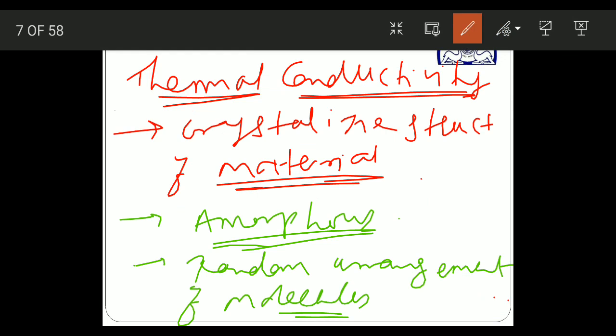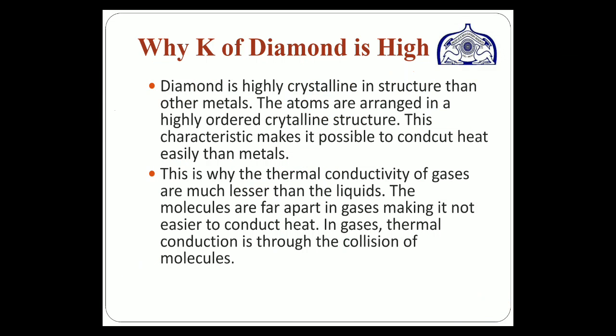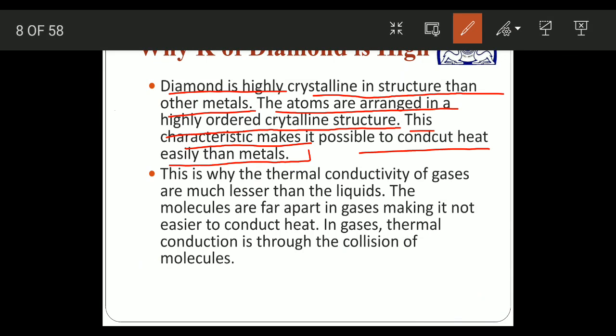And that's why whenever one molecule gets heated and excited, a disturbance is created in the transfer of heat from one molecule to another in all other metals and non-metals. But in the case of diamond, what happens? Diamond is highly crystalline in structure compared to other metals. The atoms are arranged in a highly ordered crystalline structure. These characteristics make it possible to conduct heat more easily than metals.